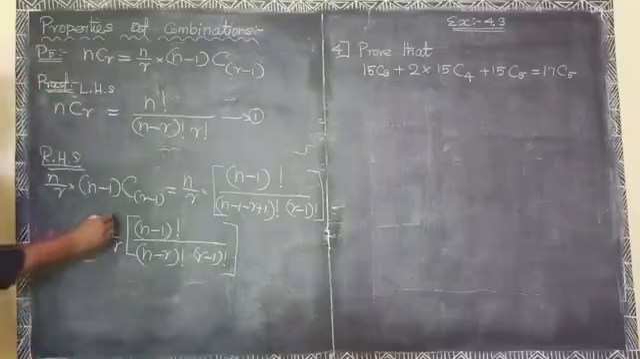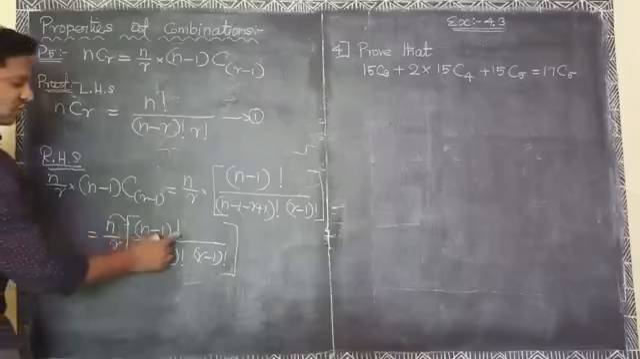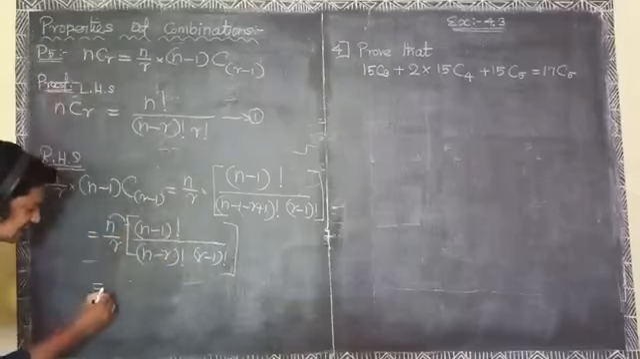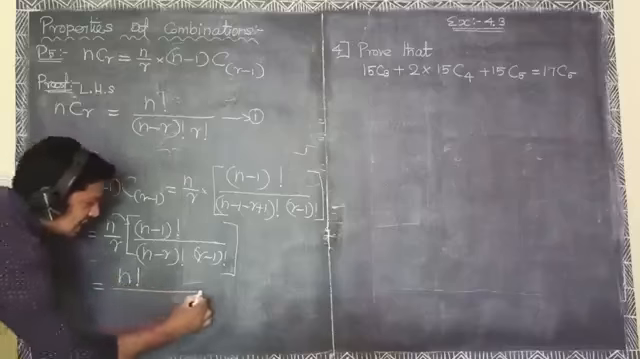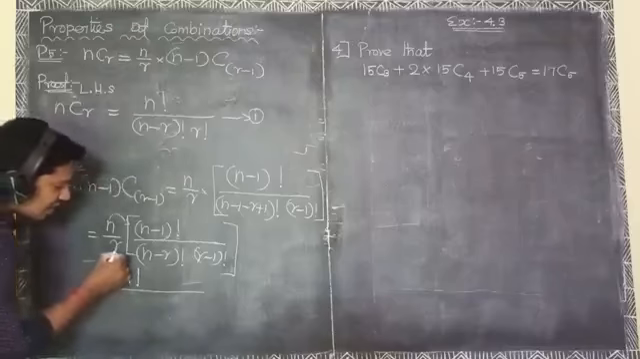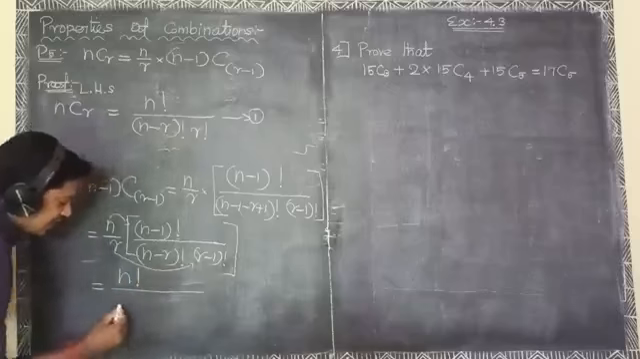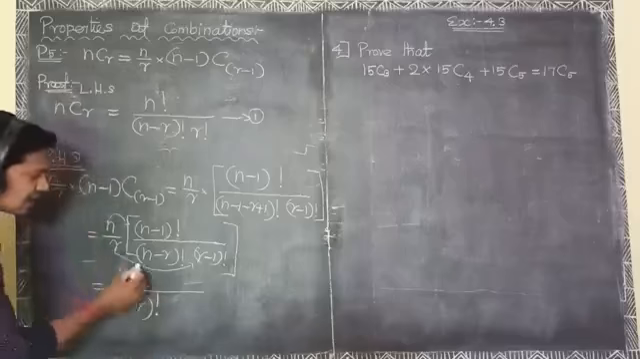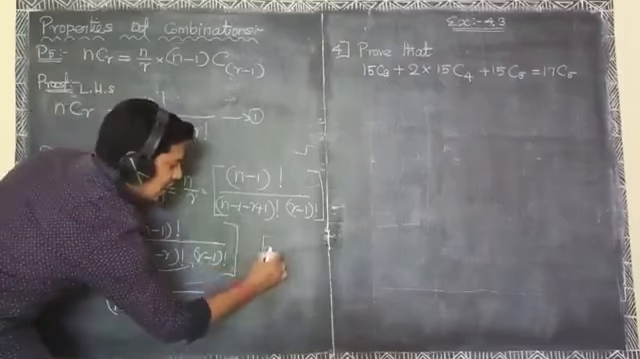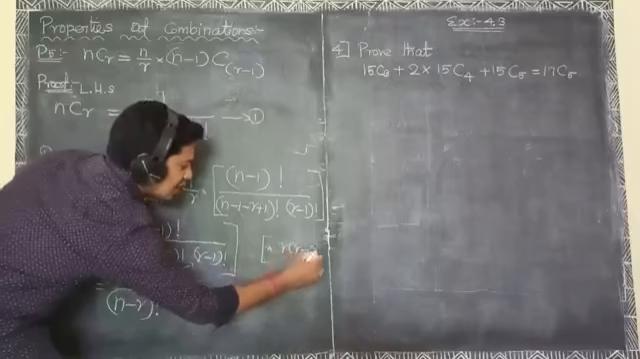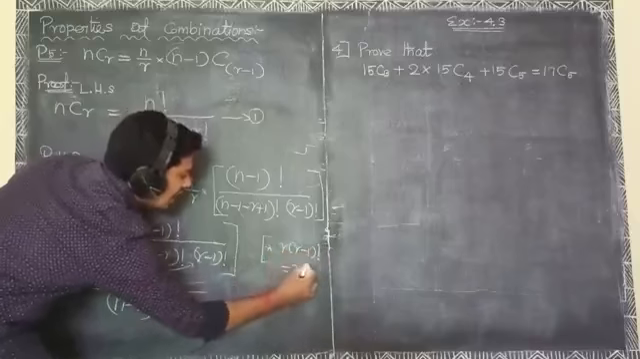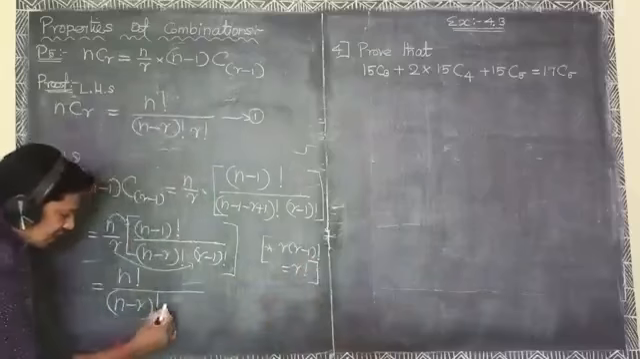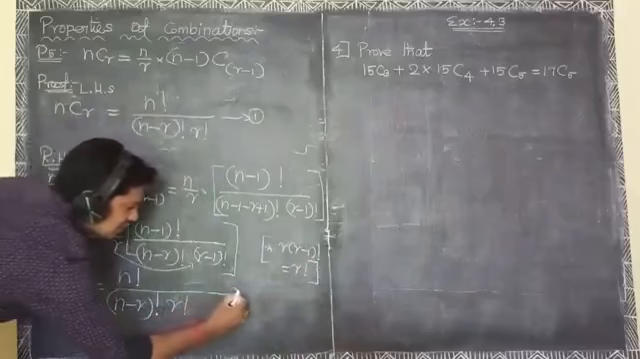The product of n into n minus 1 factorial in the numerator can be written as n factorial. In the denominator, the product of r into r minus 1 factorial is equal to r factorial, and n minus r factorial. This is equation number 2.